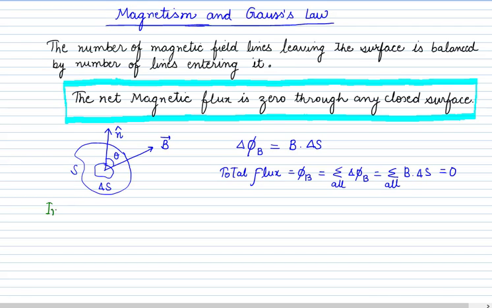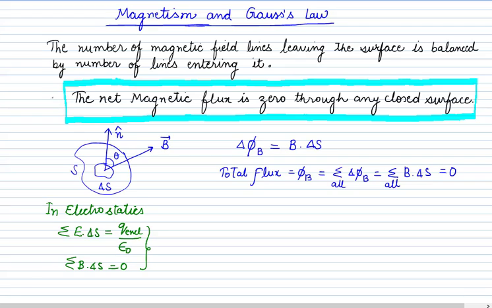What did we have in electrostatics? In electrostatics we have already studied that the total flux, the summation of E dot delta S, is equal to Q enclosed upon epsilon naught. Q enclosed is the charge enclosed in the closed surface, and epsilon naught is the permittivity. But here there is no magnetic monopole, so there cannot be any monopole inside the closed surface. Since there is no magnetic monopole, we have the summation of B dot delta S equal to 0. So that is the magnetic counterpart of the Gauss law.